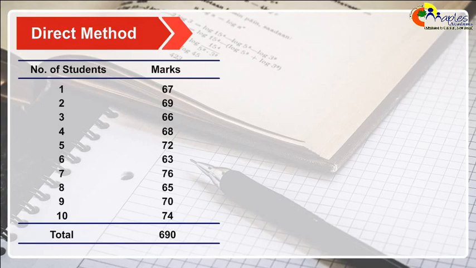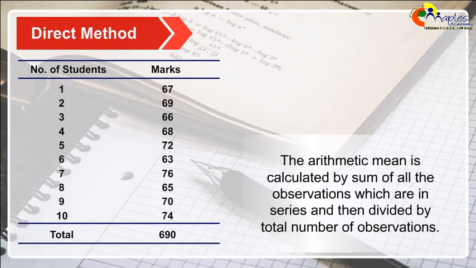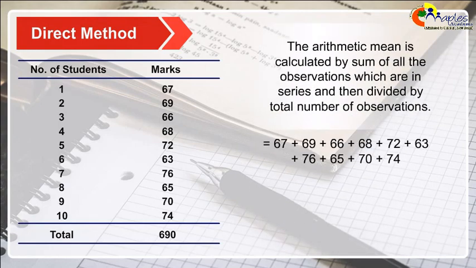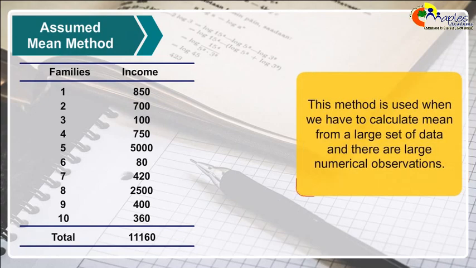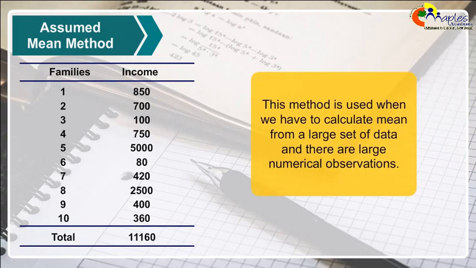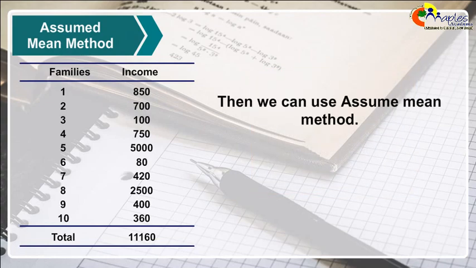Direct method. The arithmetic mean is calculated by the sum of all the observations in the series, which is then divided by the total number of observations. Assumed mean method. This method is used when we have to calculate the mean from a large set of data and there are large numerical observations. Then we can use the assumed mean method.